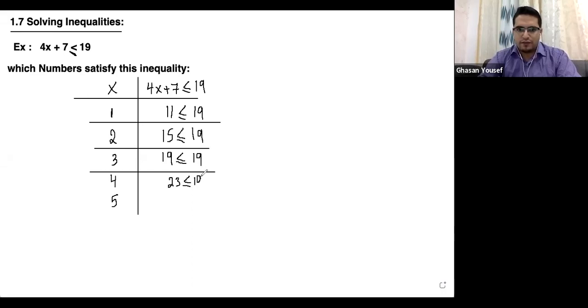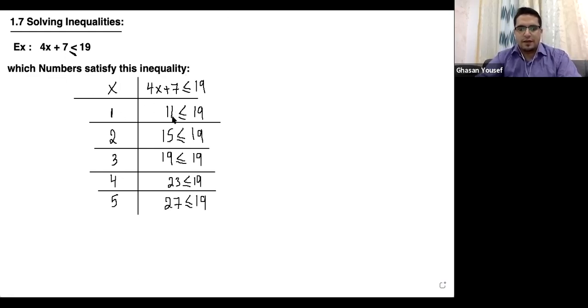What about the 5, the last one? Natasha said it's 27. This is correct, because 5 times 4 is 20, plus 7 is 27. So 27 less than or equal to 19? Okay, the question is now, starting from number 1 here.